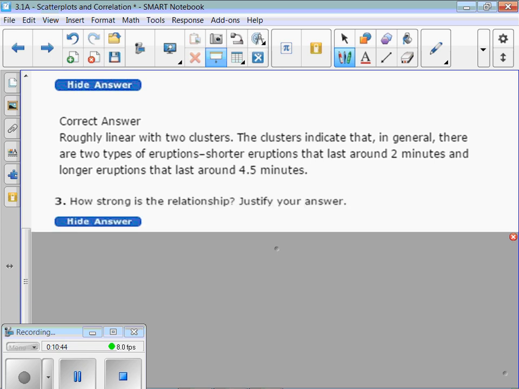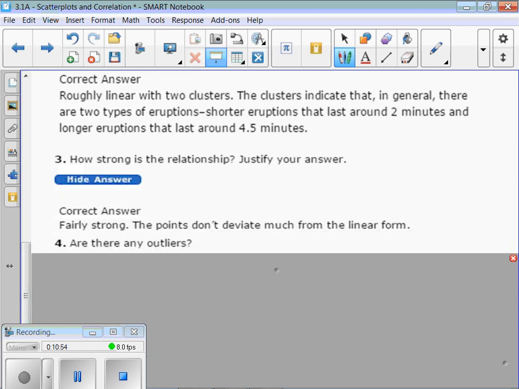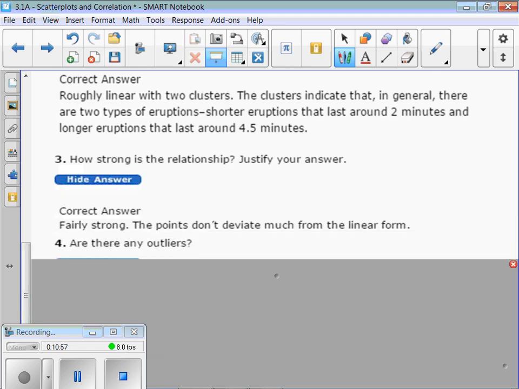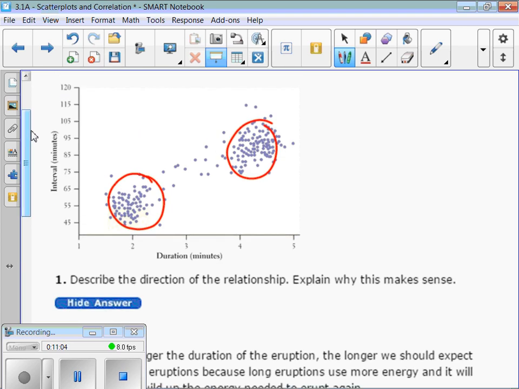All right, how strong is the relationship? Elizabeth, what's your guess on that? Okay, we'll see. Fairly strong. The points don't deviate much from the linear form. It doesn't even have to be that linear, and you can say that's fairly strong. Those don't exactly line up perfectly, but it does have a linear form, so you can still say fairly strong.